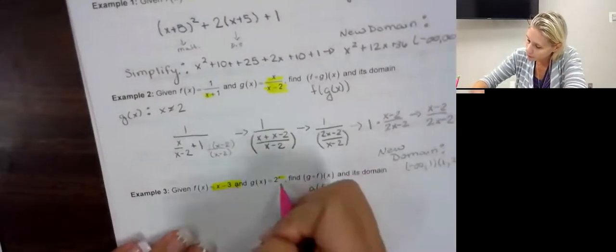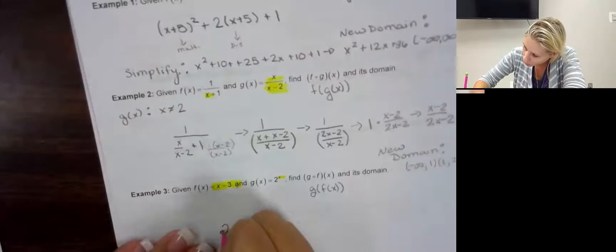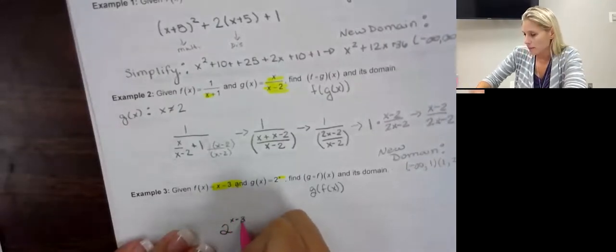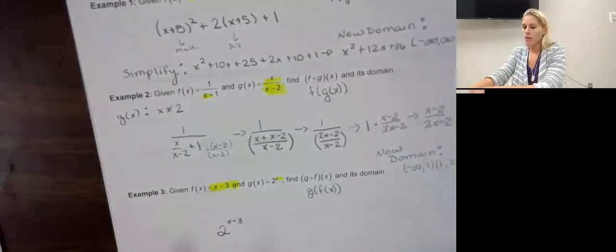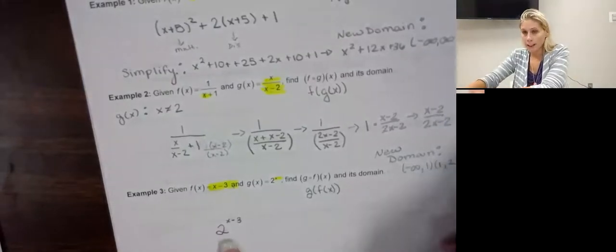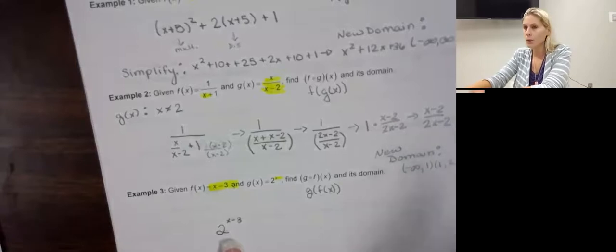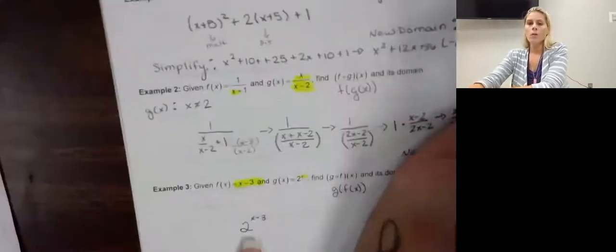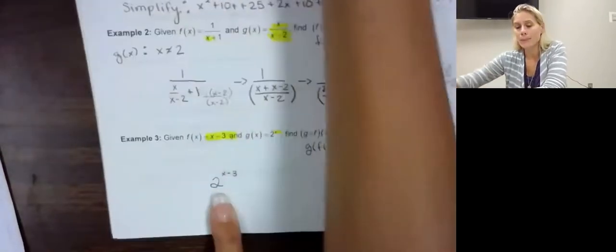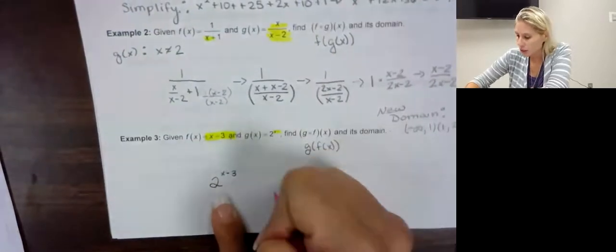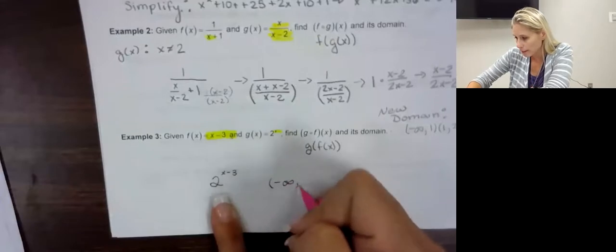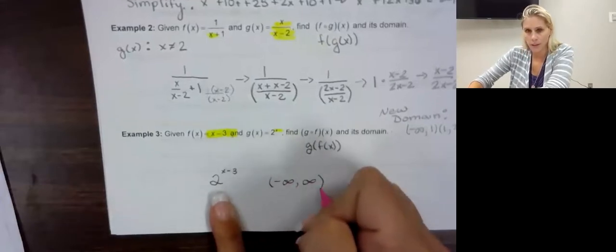So let's start writing this over. So 2, instead of x, we're going to say x minus 3. Now, this function can't be simplified anymore. So is it one of our problems, our issues, right? Our issues are rational and square roots. Well, no, there's no problem. This is exponential. So since there's no issue, our domain is all real numbers, negative infinity to infinity.